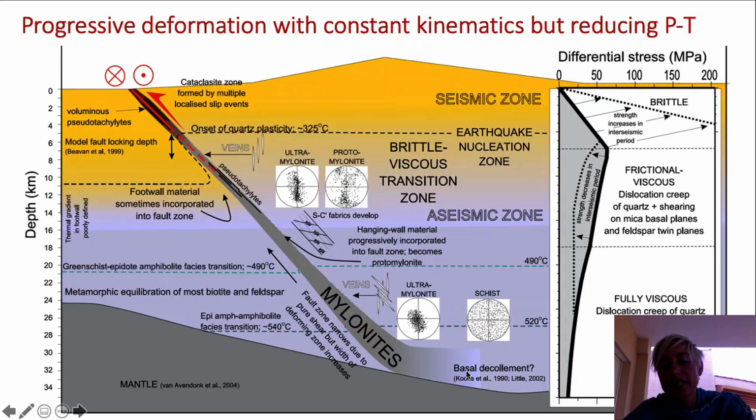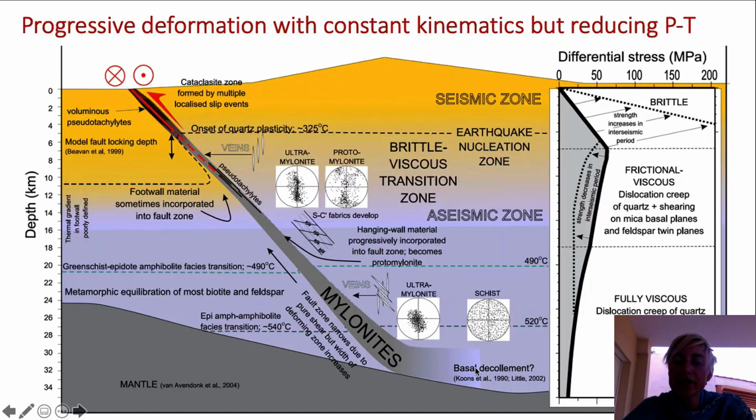The thing that I want to highlight here is that this is the basal décollement, this is the Alpine Fault shear zone, and these rocks are supposedly progressively deforming through decreasing pressure and temperature as they're exhumed to the brittle-ductile transition and then to the surface.